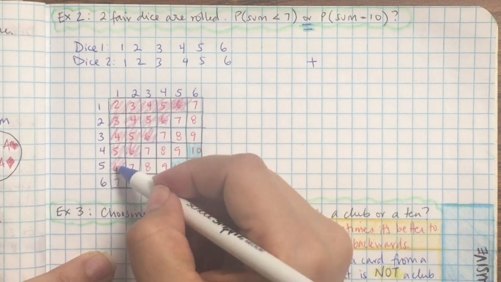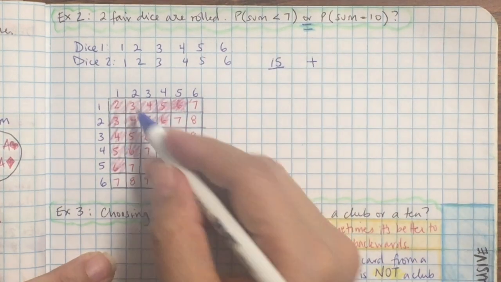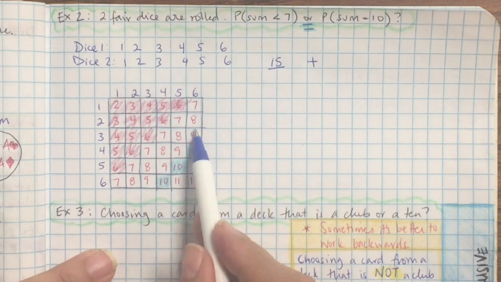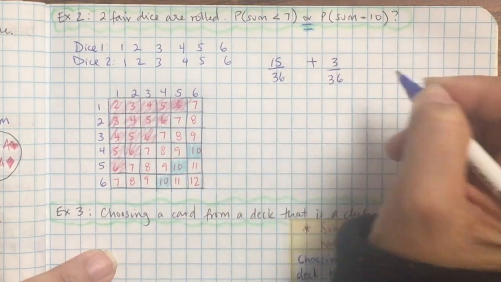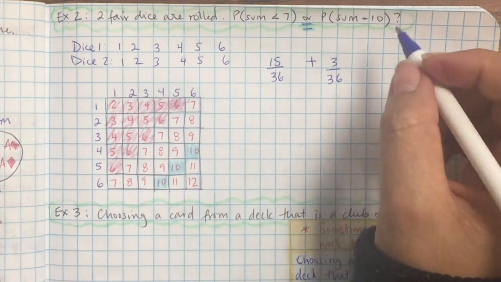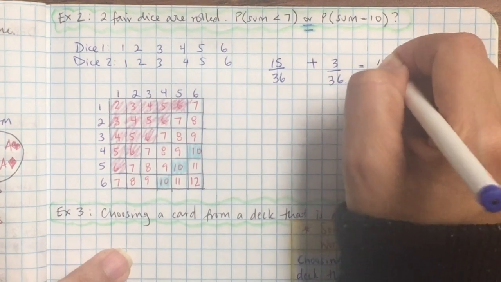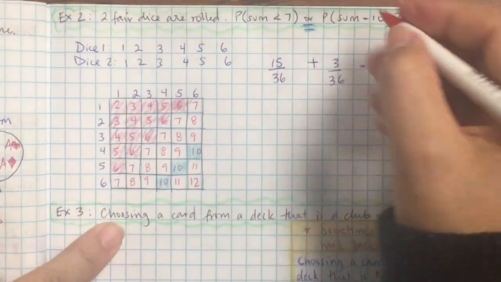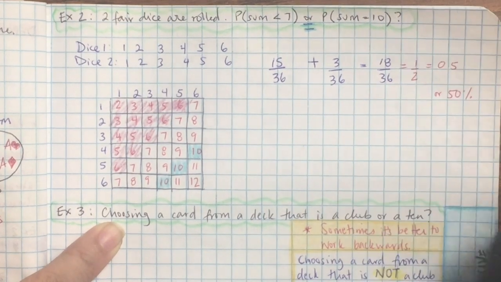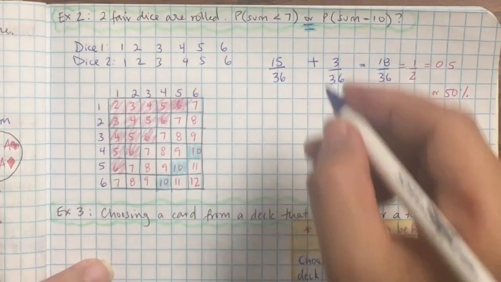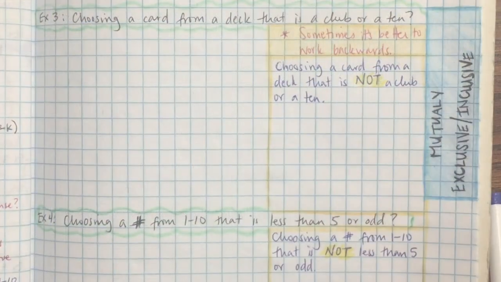So the probability that you get less than 7 is you're going to count all these boxes, which is 15, over how many possible? It's 6 by 6, so 36. Plus, because it's OR, probability that's exactly 10 is 3 boxes, so 3 out of 36. Add those together, you get 18 over 36, which simplifies to a half, because you can divide both top and bottom by 18, which is 0.5 or 50%. This is exclusive. Again, exclusive, there's no overlap to one or the other.